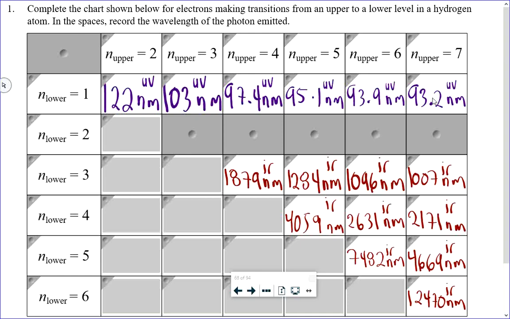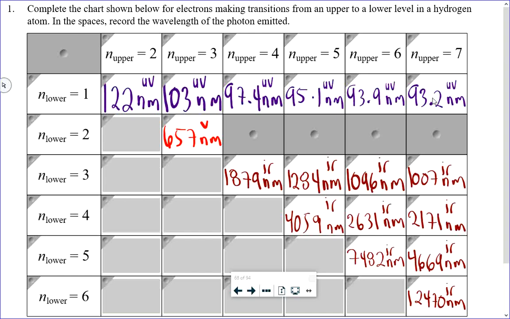And it turns out that when you go 3 to 2, you get this number. Now, this does not match the 656 that's in your notes, but that's because we're using an energy level diagram that doesn't have all the decimals. Okay, we don't need to worry about that. And you'll notice it's in red. I've drawn this in red. The V here stands for visible, not violet.